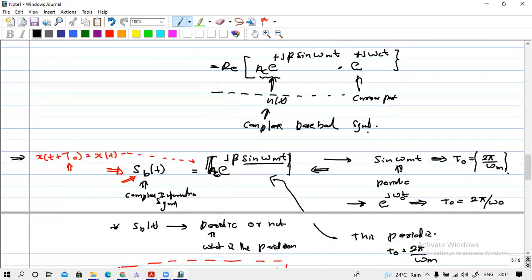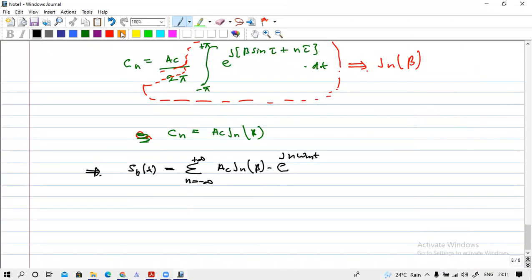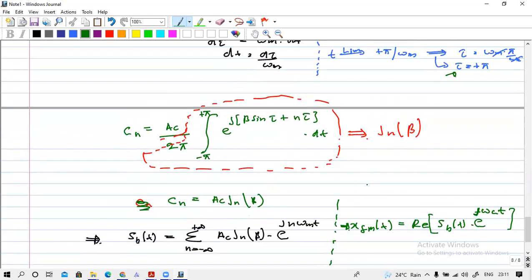So I will write it again here. I have my total signal, the complex equivalent signal, as the real part of s(t) e to the power j omega c t, like this. So we get this x(t). This is our total modulated signal.